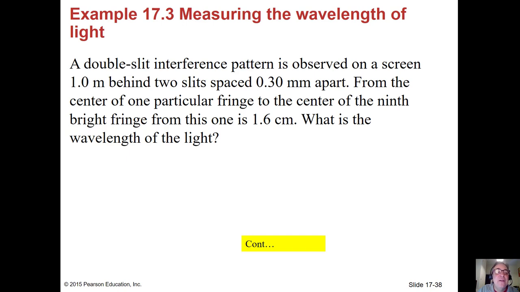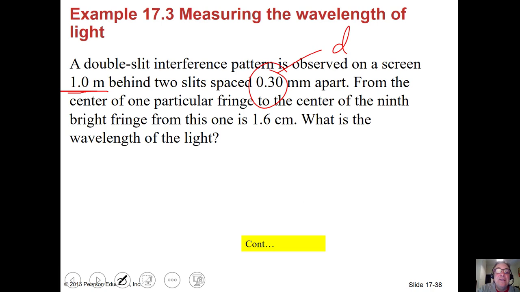Double slit interference pattern, 1 meter behind the two slits. Okay, so that's the distance from the slits to the screen. That's the big L that we've been talking about. Two slits spaced 0.3 millimeters apart. Oh, so that's little d. That's the distance between the two slits. So it would be nice if it just said that, but it doesn't. You have to bring that to the problem.